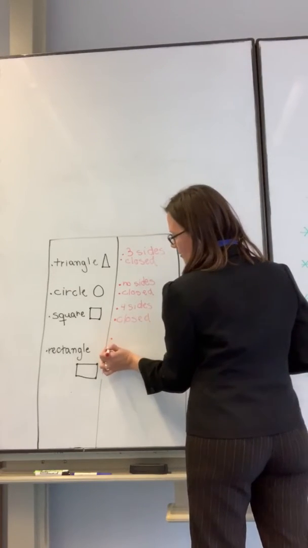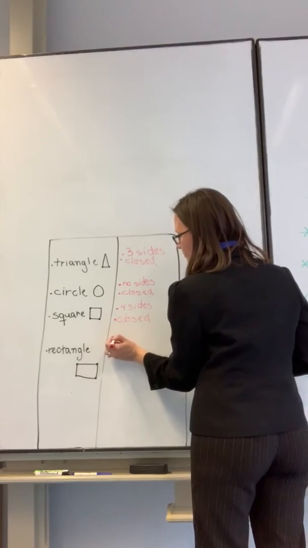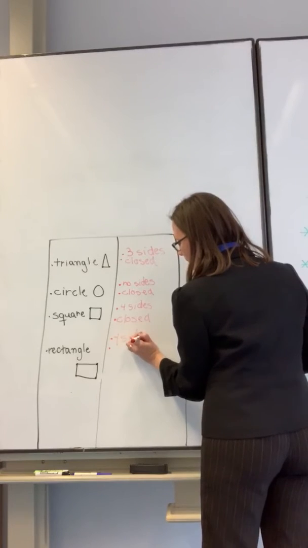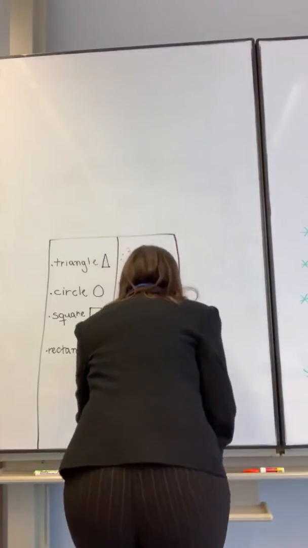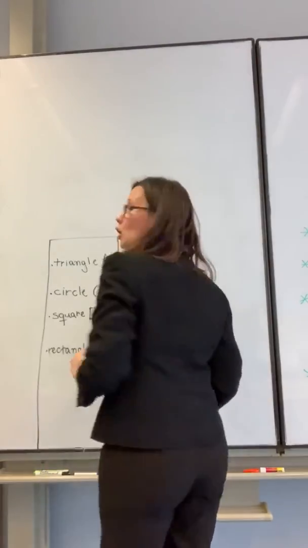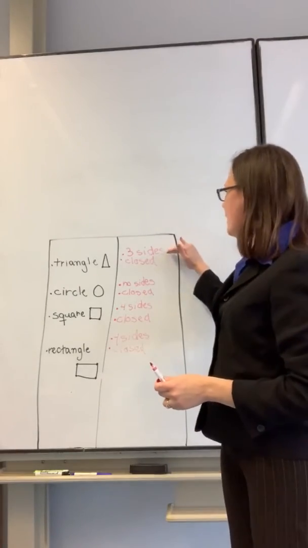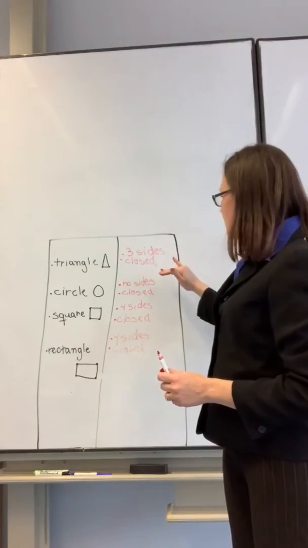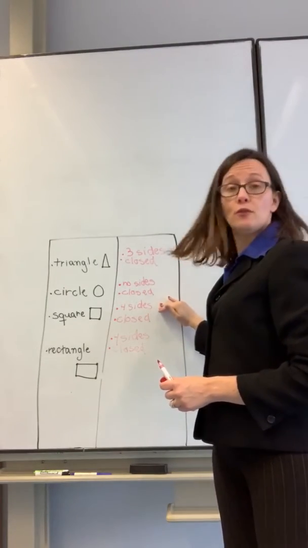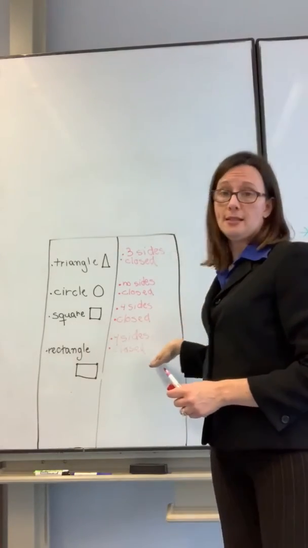And the rectangle has 4 sides, and it's also closed. So the triangle has 3 sides and it's closed. The circle has no sides and it's closed. The square has 4 sides and it's closed. And the rectangle has 4 sides and it's closed.